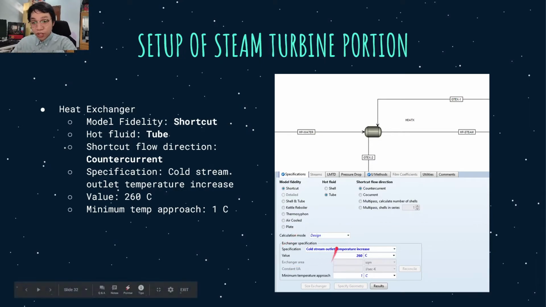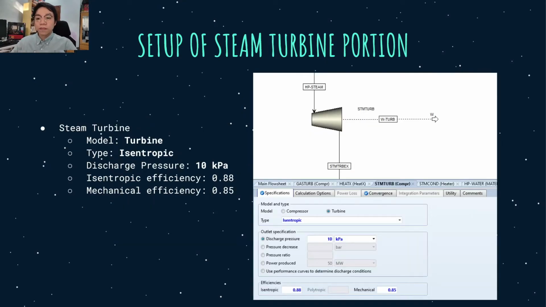Now, for our exchanger specification, we have to put cold stream outlet temperature increase. We use this because we expect a change in phase for our cold fluid. So for this case, we expect that our cold water would change in phase into vapor. And the value of temperature increase would be at 260 degrees Celsius with a minimum temperature approach of 1 degree Celsius. To set up our steam turbine, our model is going to be turbine.